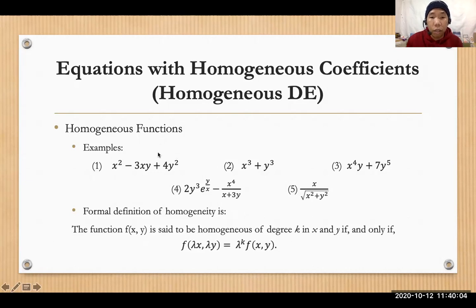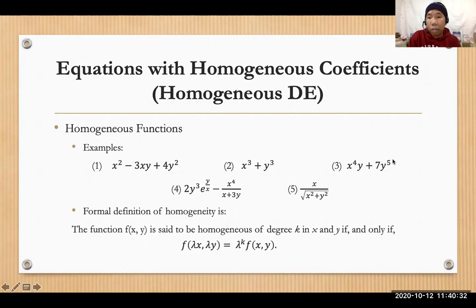Now for the second example, another very obvious homogeneous function, you have degree 3 on the first term, and on the second term you have degree 3 also. Since they are of the same degree, this given function is homogeneous. And for example number 3, for the first term you have x raised to 4 times y, so this is degree 5. And for the second term, you have 7y to the fifth.